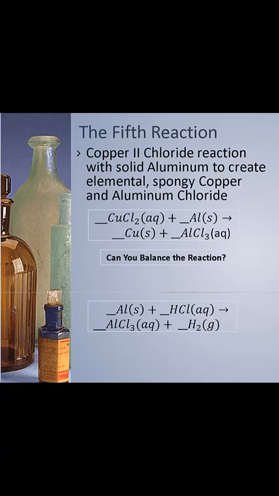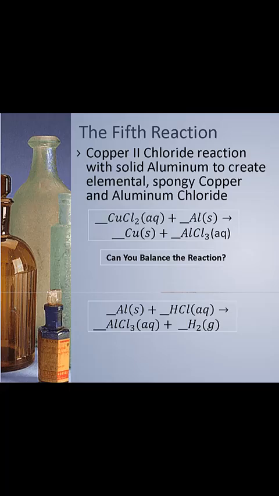All right, we've made it to the 5th reaction. So this is the last reaction step, and then we'll still need to dry down our solid copper and weigh it again. But for our 5th reaction, we are going to take our copper 2 chloride that we have in solution now and react it with the solid aluminum foil to help create the elemental spongy copper. This is kind of a brick red color, so be on the lookout for that.